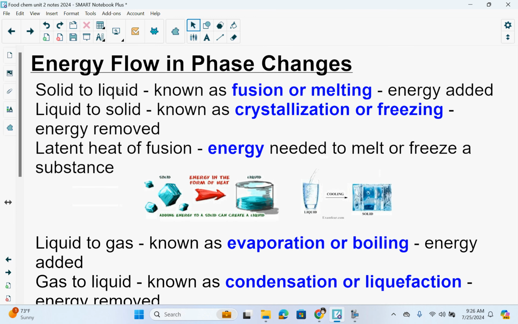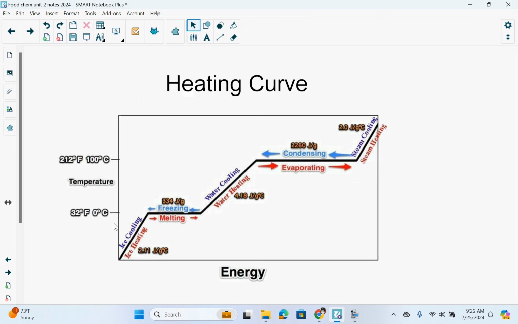So solid to liquid, this is known as fusion or melting. Energy is added. Liquid to solid, right? The reverse, this is known as crystallization or freezing. Energy is removed. The latent heat of fusion is the energy needed to melt or freeze a substance. So this is occurring right here. So you can see here's freezing, melting, and there's this number involved, right? This 334, that's the energy needed to freeze or melt.